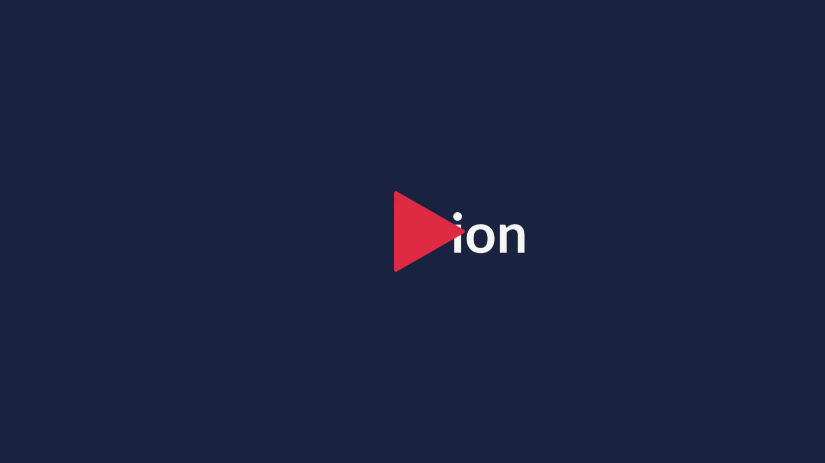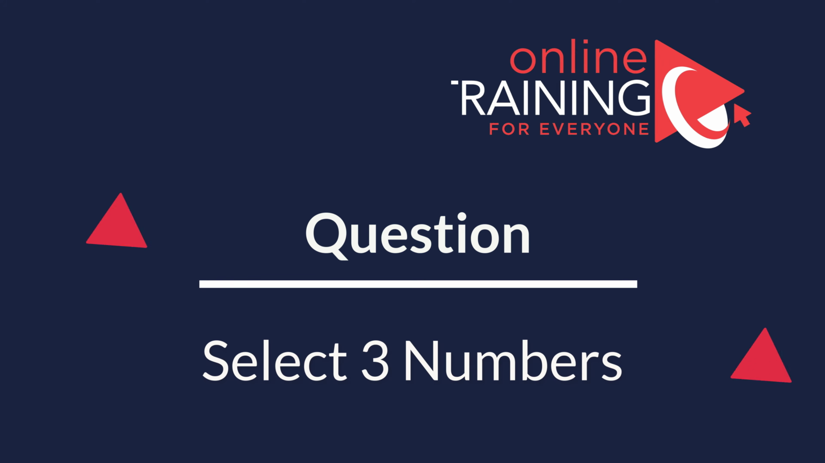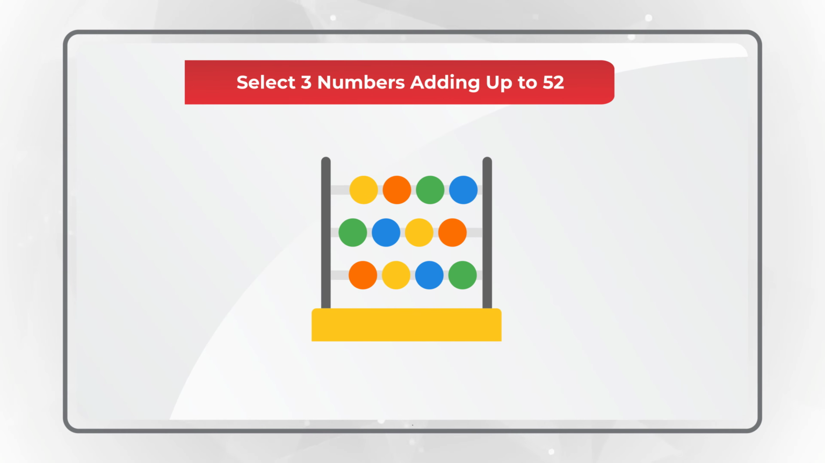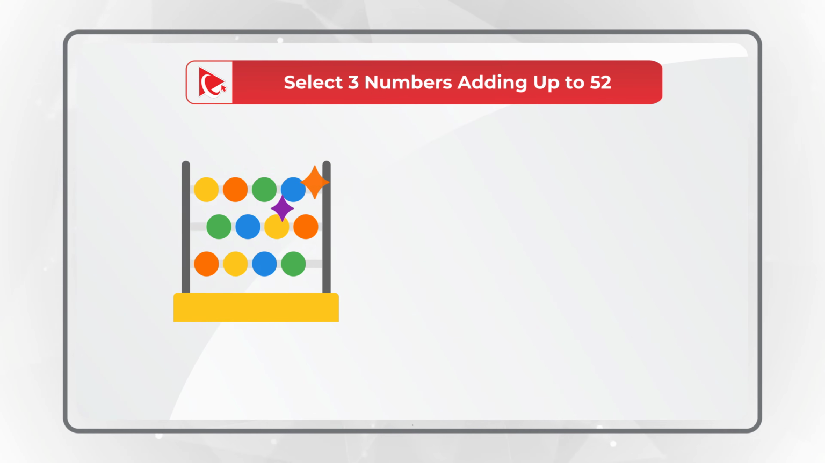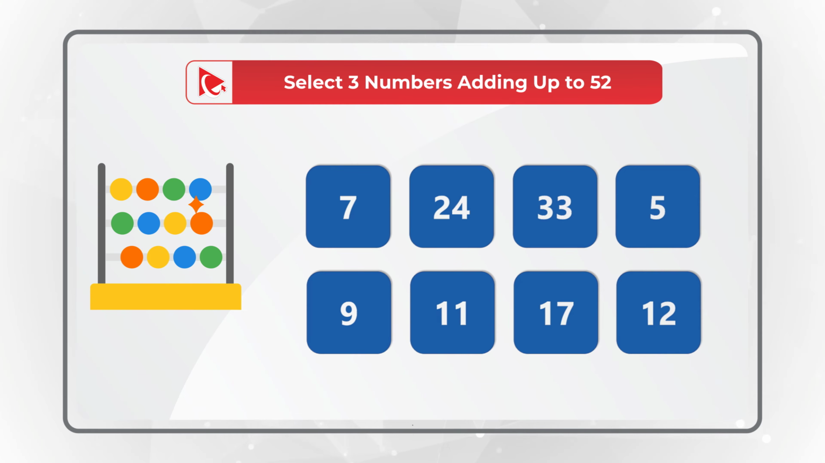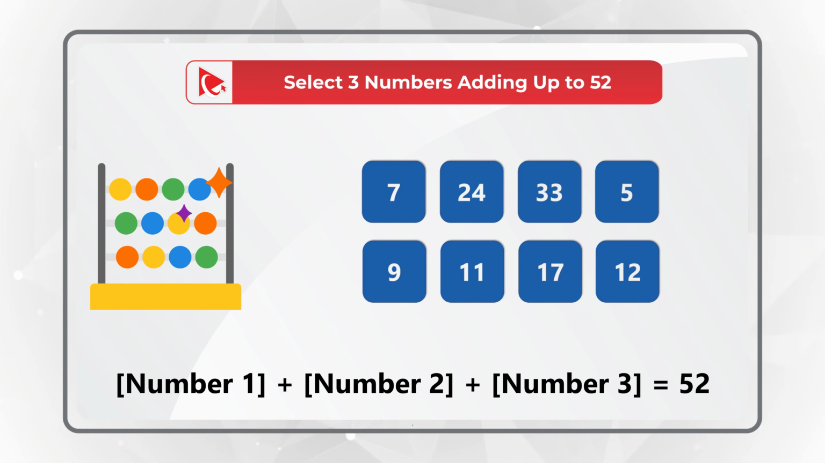Here's an unusual question, but we're starting to see it on the test more and more often. You need to select 3 numbers, which add up to 52. And there are 8 choices to select 3 numbers. You have numbers 7, 24, 33, 5, 9, 11, 17, and number 12 presented for selection. Do you see the answer? Give yourself 10 to 15 seconds. See if you can pause this video to get to the correct solution.